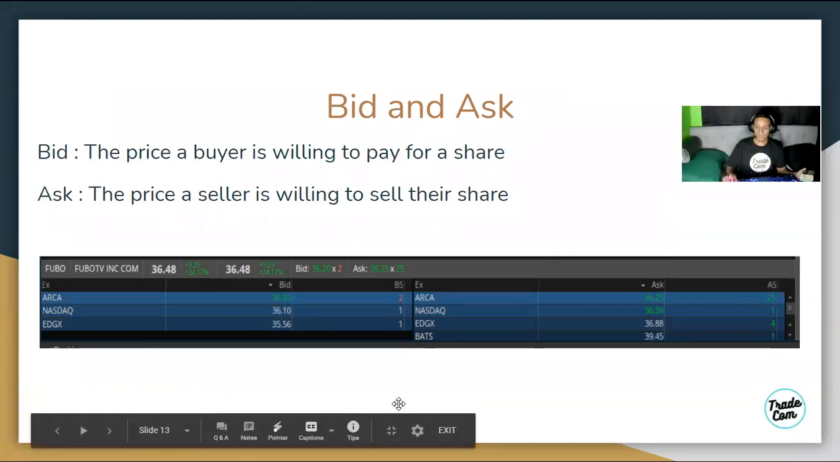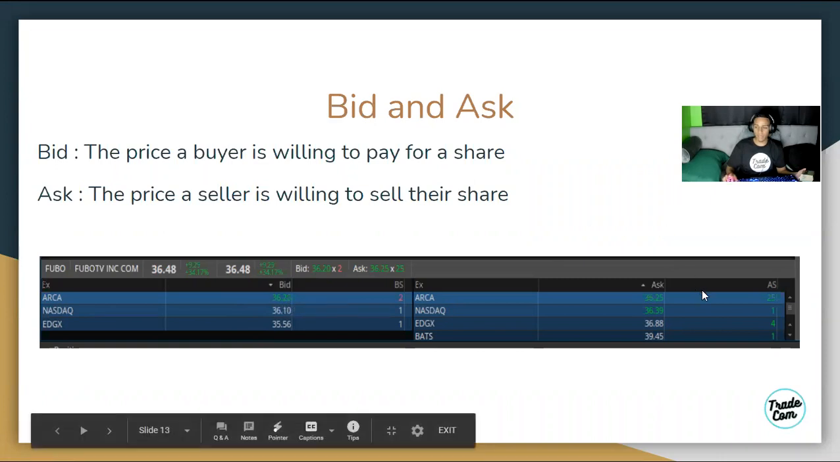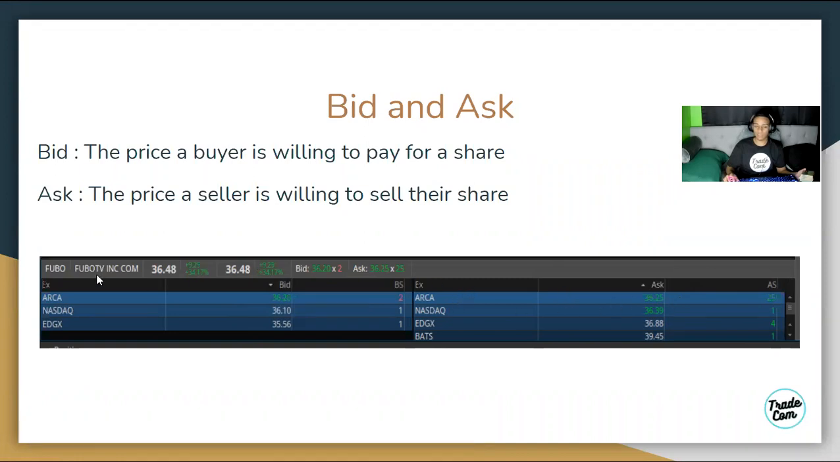All right, bid and ask. The bid is pretty much where buyers are sitting, so what people are willing to pay for this stock, and the ask is pretty much what people are willing to sell the stock for. So let's say you have a share of Fubo at 36.48 and you want to sell it. You want to know what people are willing to pay, right? What I could see from this level 2 chart is that people are willing to pay a minimum of $36.25 for my stock, while the price is at 36.48.